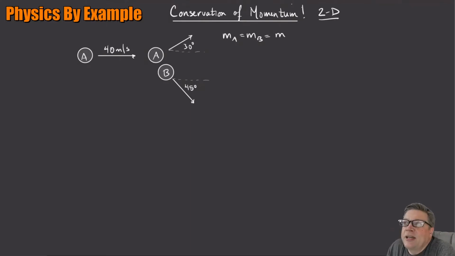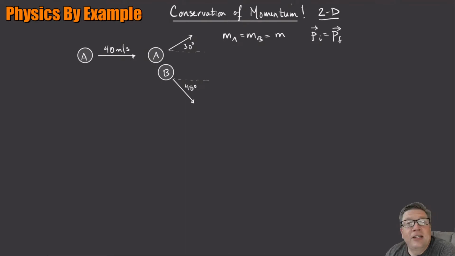So A is going to come in and collide with B. The initial speed of A is going to be 40 meters per second, and let's take that to be the x direction. Again, the idea is that the momentum of the system initially equals the momentum of the system finally. And these are vectors, right? This is just 2 dimensions.